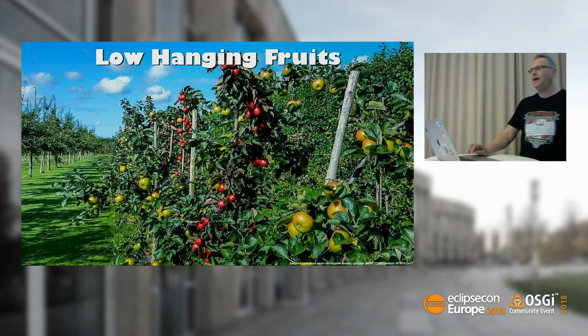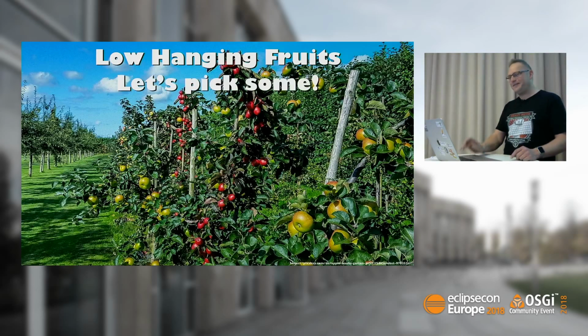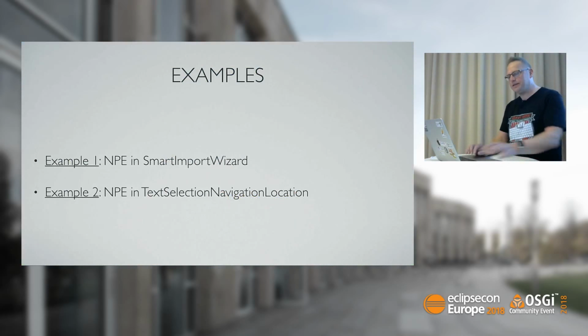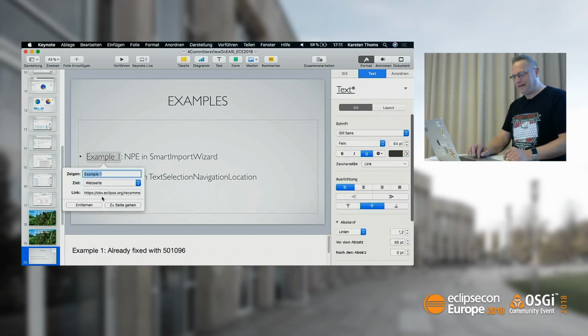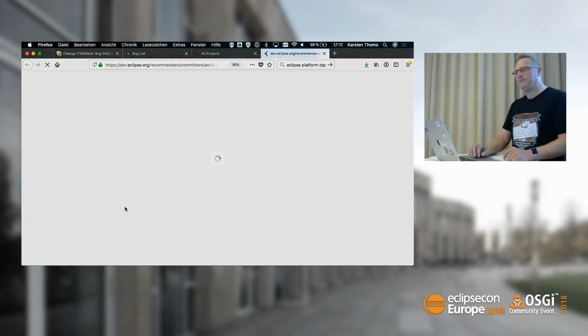So, when you have this information, you can find many low-hanging fruits, and we want now to pick some of them. I've searched for 2 examples. There's one, yeah, always a null pointer. That's the easiest thing to analyze. And let's have a look at this null pointer in the smart import wizard.